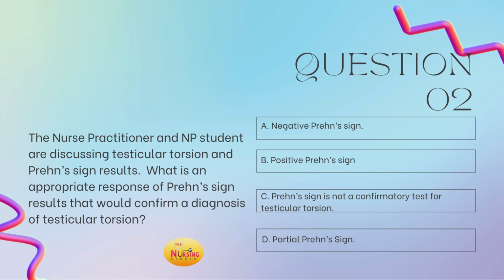Now, I know often this is confused, but with epididymitis, they have a positive Prehn sign. With testicular torsion, remember that the spermatic cord is twisted. The Prehn sign, lifting of the testicles, is not going to relieve that pain, so it's going to be negative, and that will confirm that diagnosis. This is an emergent case, so you need to refer out so they can get surgery.